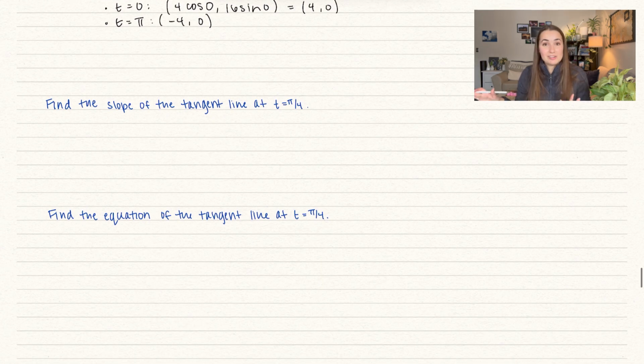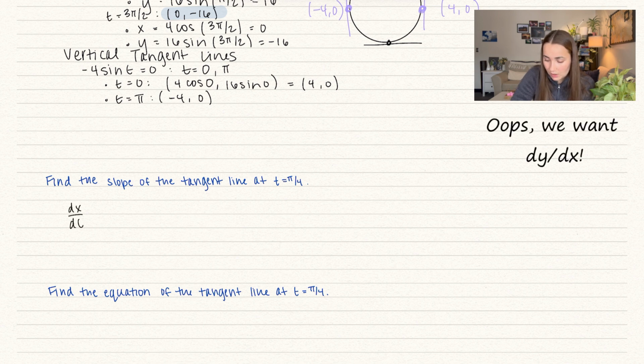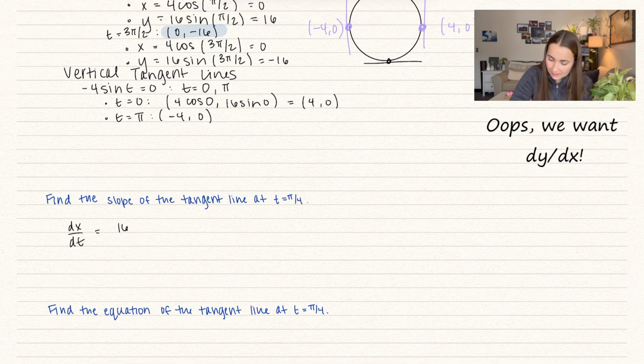Now, some other questions you might be asked with this sort of stuff is find the slope of the tangent line when t is equal to pi over 4. So this is not going to be a horizontal tangent line, and it's not going to be a vertical tangent line. We're just randomly in there. So what we do is we always find dy/dx, right? Which we already found to be 16 cosine of t divided by negative 4 sine of t. I'm not writing it in the reduced form because I can never remember cotangent. I just leave it like that.